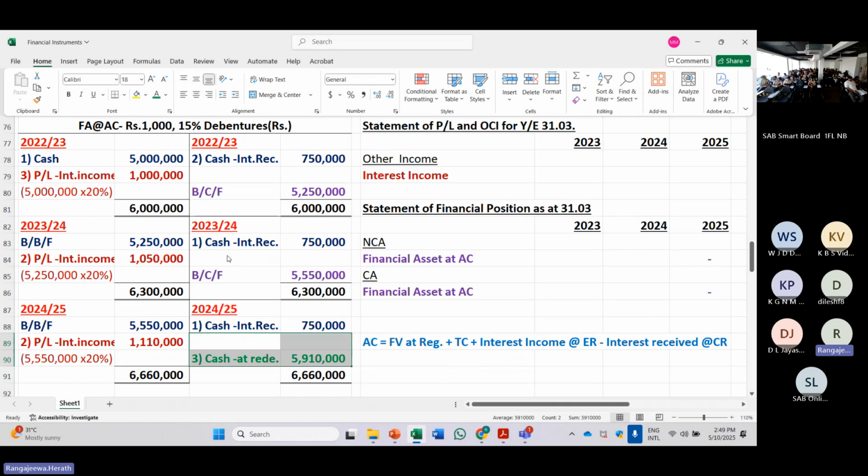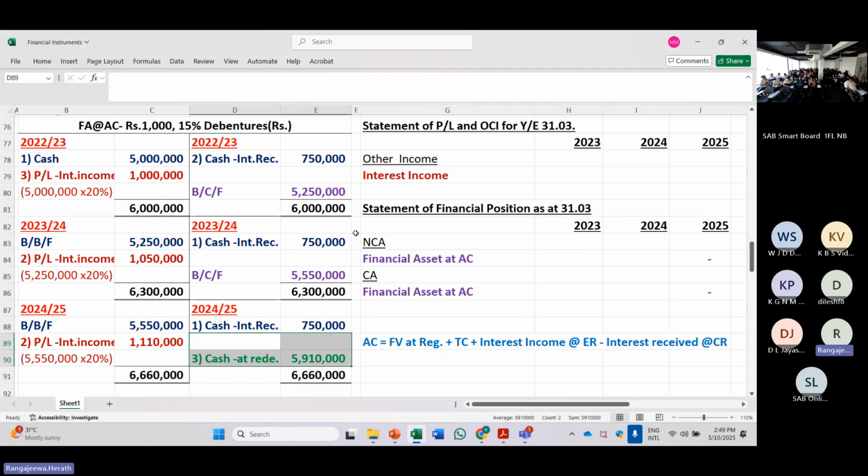So that is the amount received by the investor. You see that it is exactly 5,910,000. That's why the question gave you that the 5 million investment in debenture will be redeemed at a premium of 910,000. Although we invested 5 million, we have received 910,000 extra.